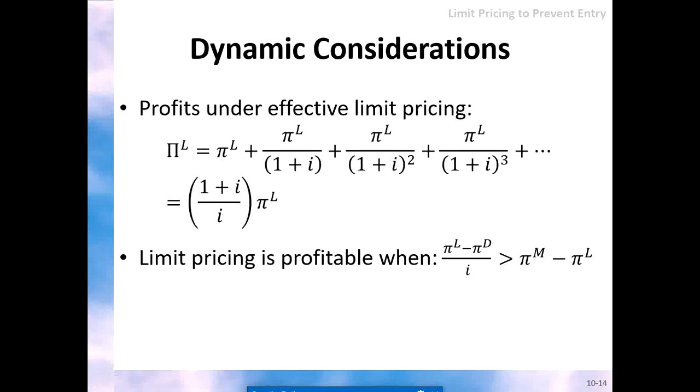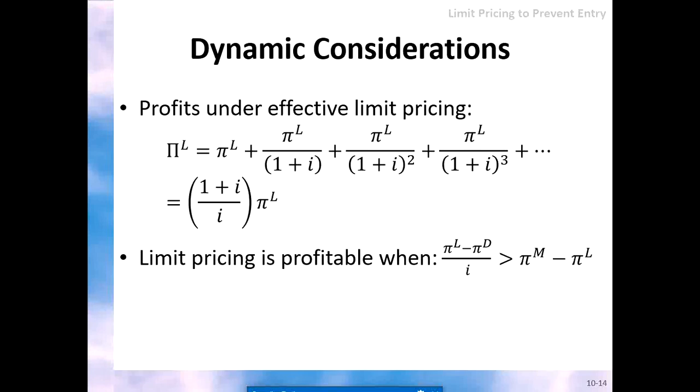Under the limit pricing strategy, the incumbent earns profit of pi L during each period, where pi L is less than pi m. Thus, under limit pricing, the present value of the firm's profit is pi L for each period: pi L plus pi L divided by 1 plus interest rate plus pi L divided by (1 plus interest rate) squared, and this is equal to (1 plus i) divided by i times pi L. So a necessary condition for limit pricing to be an optimal strategy is for the present value of the profit under limit pricing to exceed that under entry, meaning pi L must be greater than pi md.